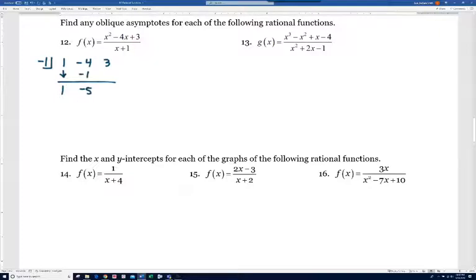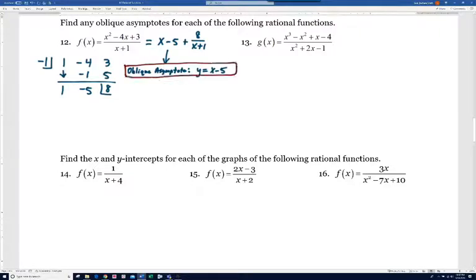When we add, we get -5. Multiply, we get 5. When we add, we get 8. And so the answer here is x minus 5 plus 8 over x plus 1. Now it turns out that this x minus 5 is going to be our oblique asymptote. It's going to be y equals x minus 5.